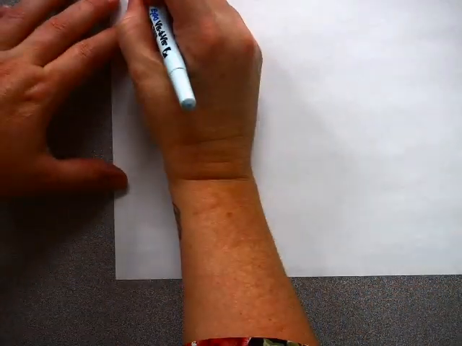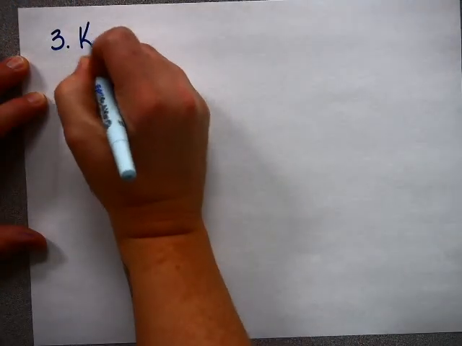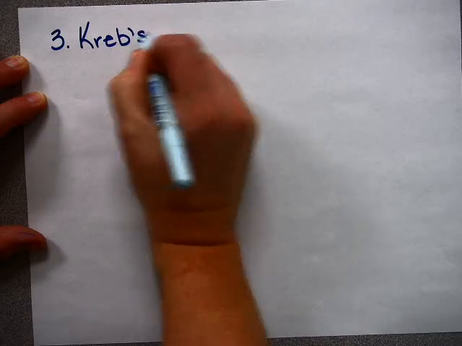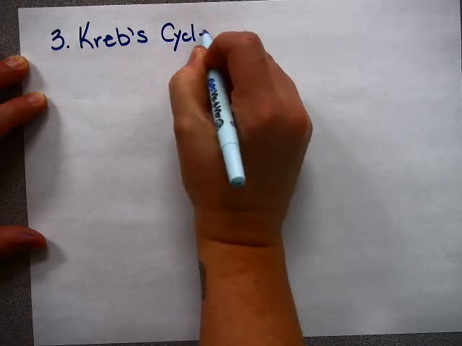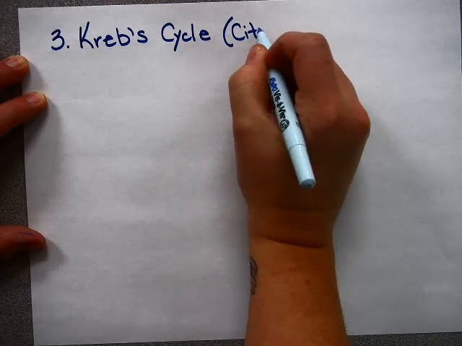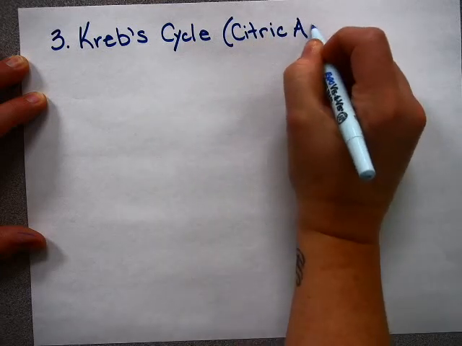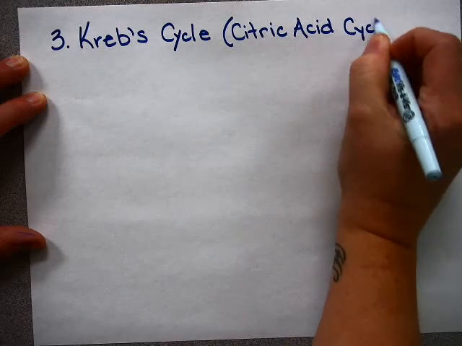So that's our kind of in-between step. We just modified pyruvate a little bit, created a little carbon dioxide, some H, and a molecule that's ready to go on or become fat. So let's go to step 3. Step 3, Krebs cycle, or sometimes called the citric acid cycle.